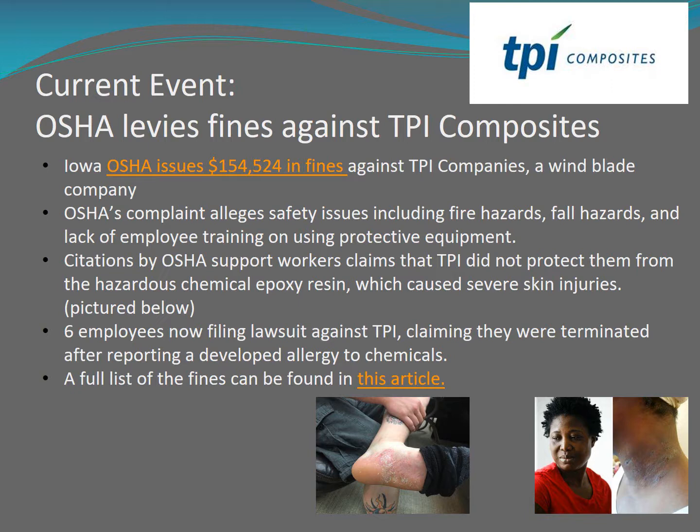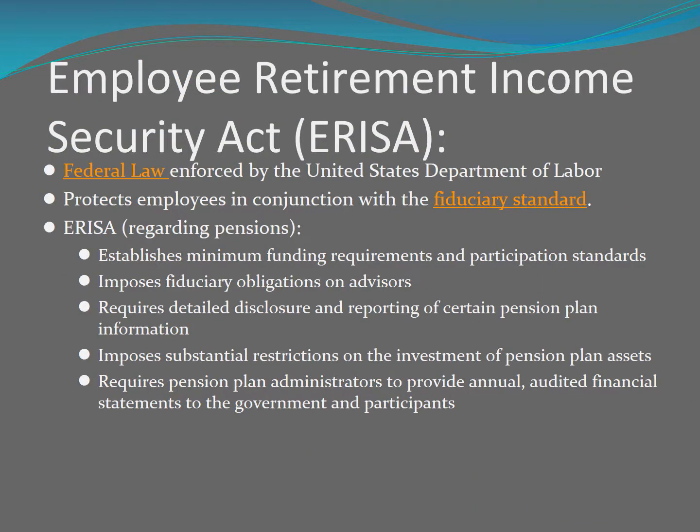6 of the employees are now filing a lawsuit against TPI, claiming that they reported that they had developed an allergy to chemicals since being exposed to epoxy resin. This, they claim, made them unable to work with chemicals, therefore unable to work for TPI Composites. The lawsuit now is in effect and being supported by OSHA, who provided a 40-page document substantiating the workers' claims. Now let's focus on the Employee Retirement Income Security Act, also known as ERISA.